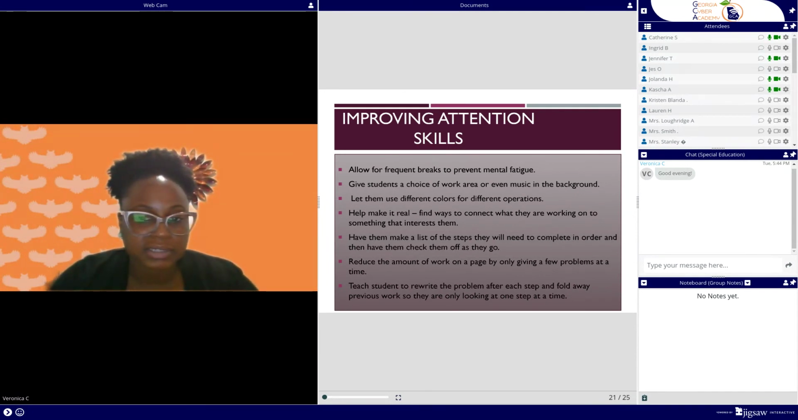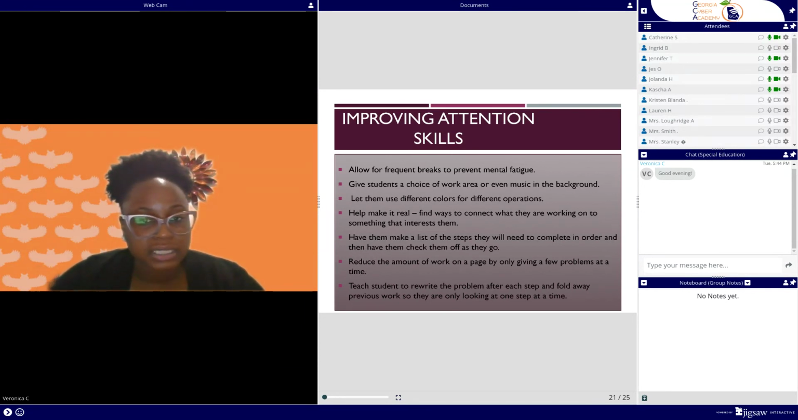Having them make a list of the steps they need to complete in order for them to then check them off as they go. Having a visual checklist, reducing the amount of work on a page by only giving a few problems at a time, and teaching a student to rewrite the problem after each step and fold it away.